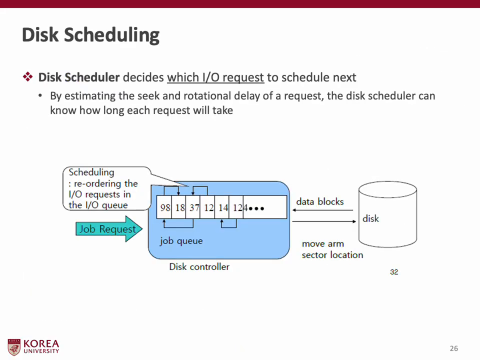To improve the performance of a hard disk, the operating system uses disk scheduling. The disk scheduler decides which I/O request to schedule next. It tries to reduce the overall delay by considering both seek time and rotational delay, because these two things are usually the most expensive. And there are several disk scheduling algorithms, and we will see them one by one.